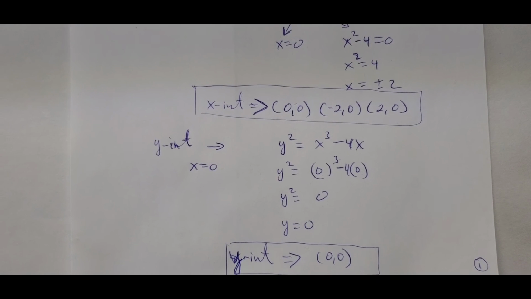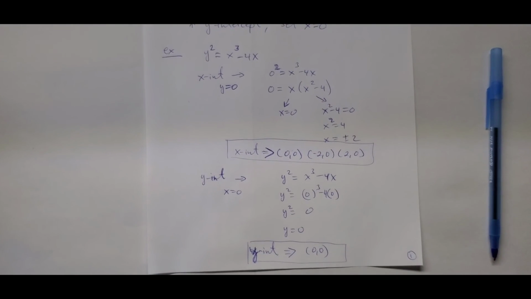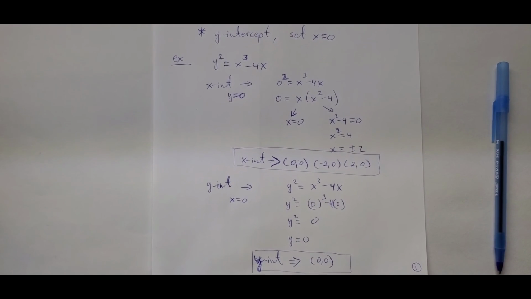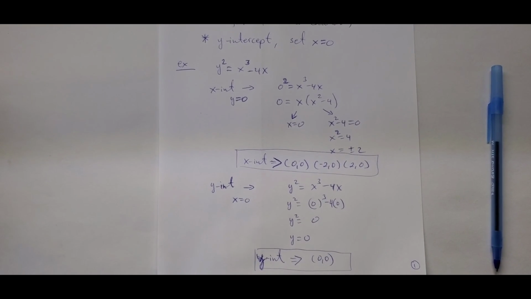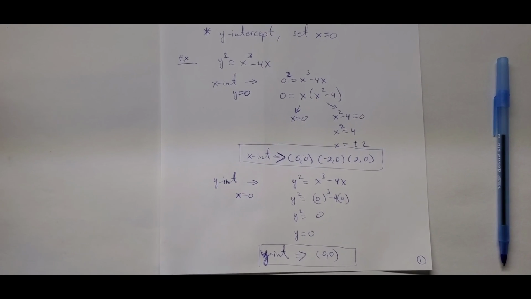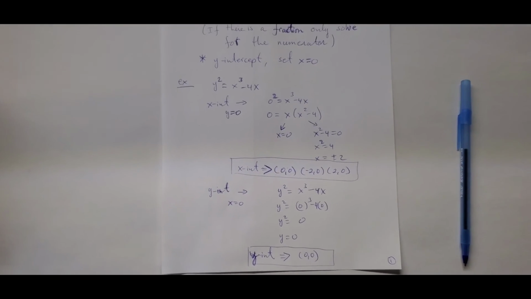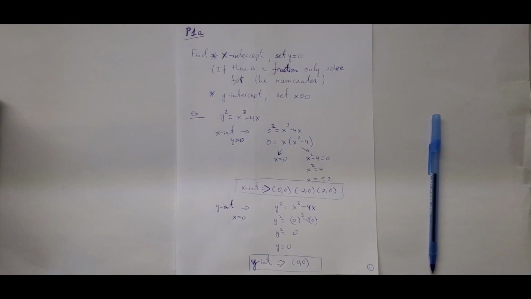When you do your homework, it's going to be exactly like this. I will break it up into 3 parts for P1a, P1b, and P1c. So this is the first part, P1a, and this is how you do your homework to find the x and y intercepts. Let me zoom out.